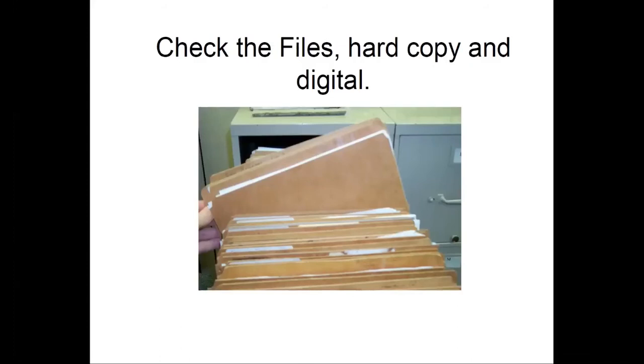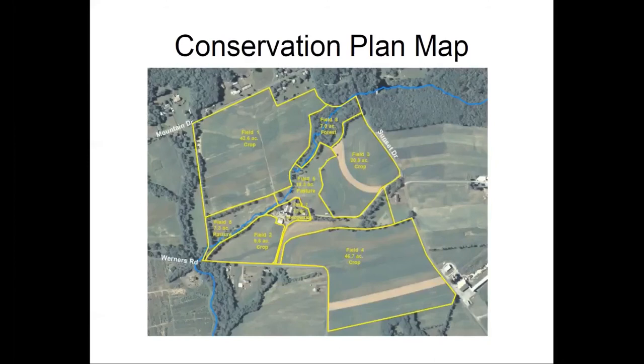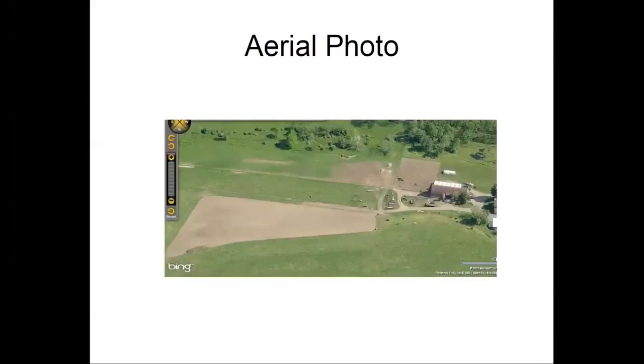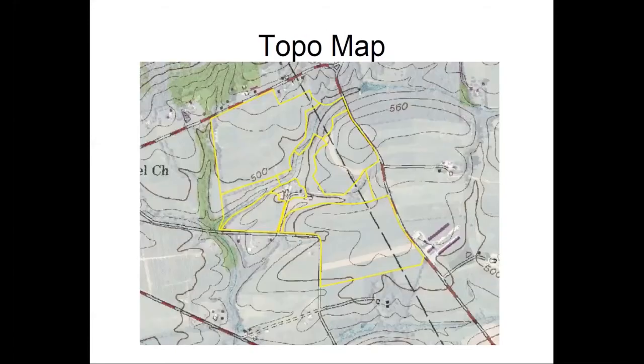So check your files, look for hard copies, look for digital. Look at the conservation plan map. Look at any aerial photos you have that may be more recent than the conservation plan map. You can see a lot of things from an air photo. Look at the topography map. Is it steep? Is it flat? Does it have ponds? Does it have a stream down the middle of it? Is there a major school right over the side of your site? All of these things might have impact on your discussions with the decision maker.